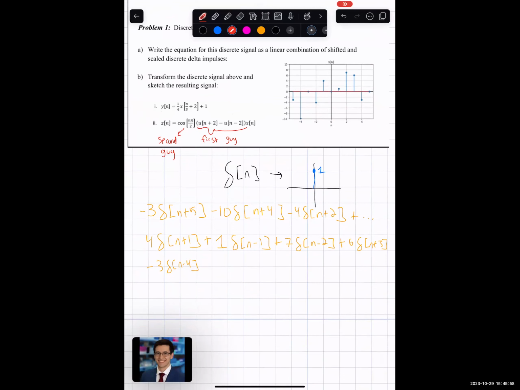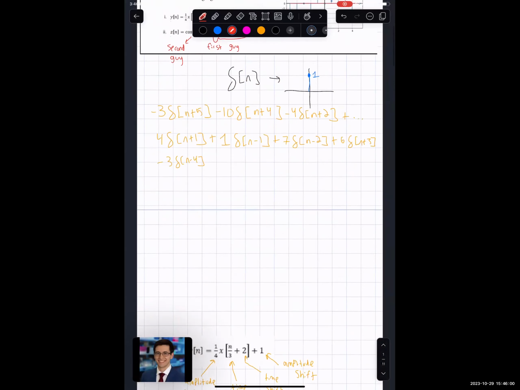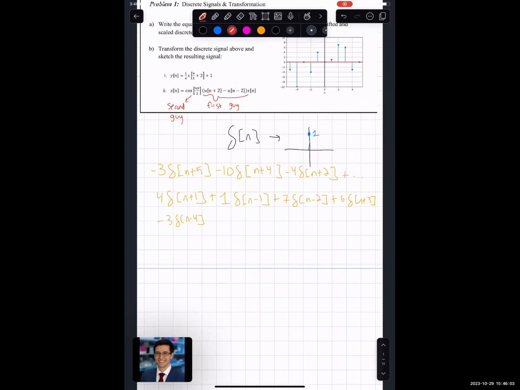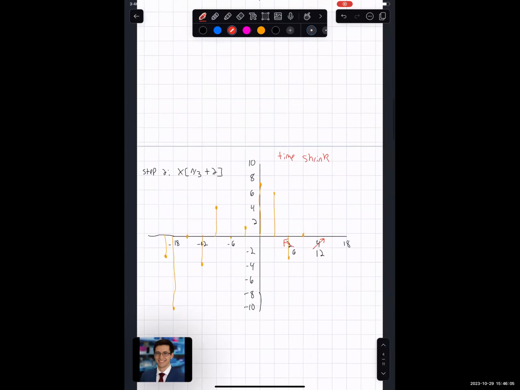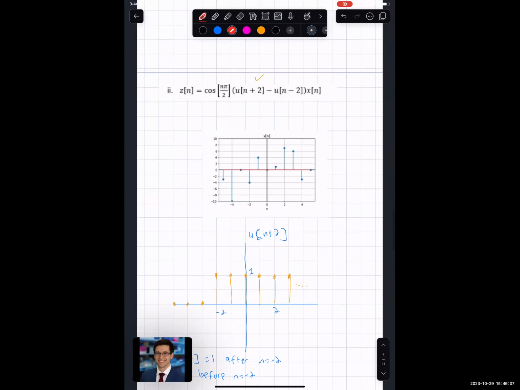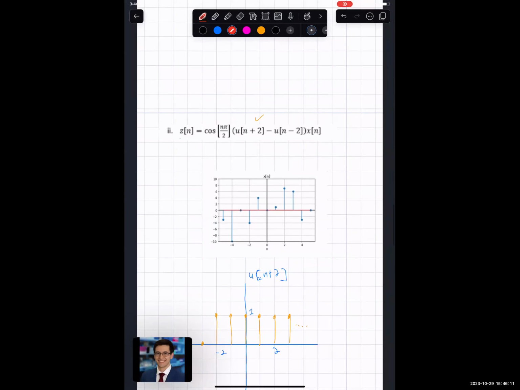Okay, so we have two things we have to figure out: this unit step function situation and the cosine situation. So let's go back to the problem. Here's our x of n. To figure out what this unit step function situation is, I started by graphing the initial things first. You want to start with the building block, the simplest thing first. So start by graphing just this simple guy and this simple guy, and then it'll be easier to figure out their overall graph.